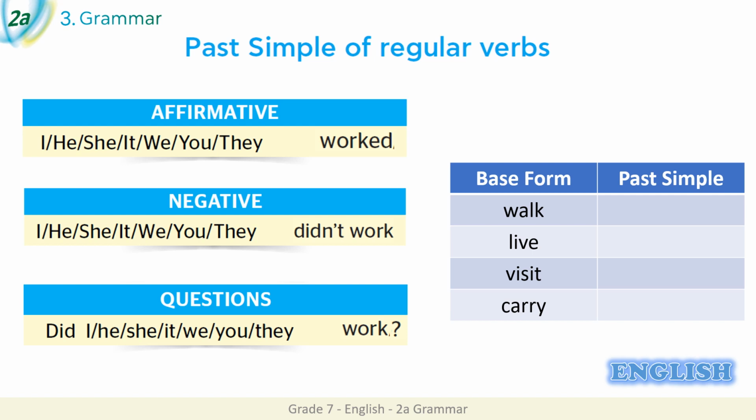Now, let's have some examples of how to make the past simple of regular verbs. We have four verbs in the list. Let's start with walk. What is the past simple form? That's correct. It is walked. How about live? That's correct. The past simple is lived.